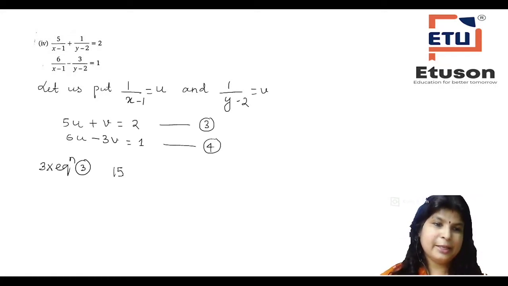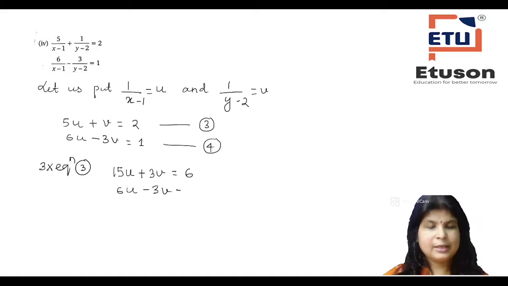So you will get 3 into 5u, that is 15u plus 3v is equal to 2 into 3, that is 6. And our second equation, that is the fourth equation, remains the same, that is 6y minus 3v is equal to 1. Now just by adding, the plus 3v and minus 3v are going to be cancelled out. Correct or not? Now 15u. So remember we are adding it. We are not subtracting here.